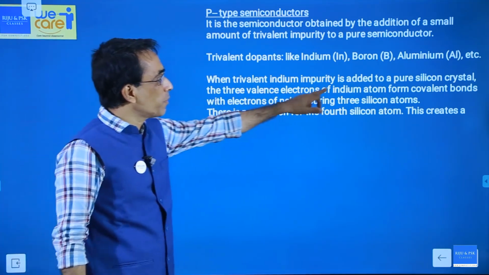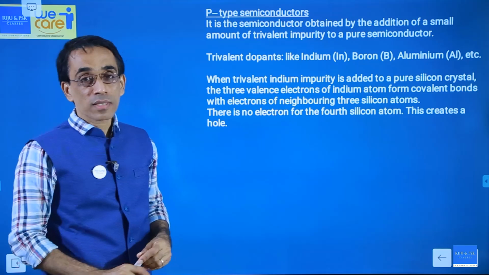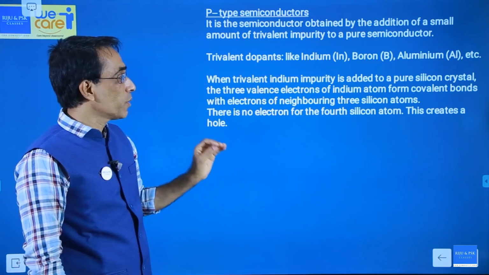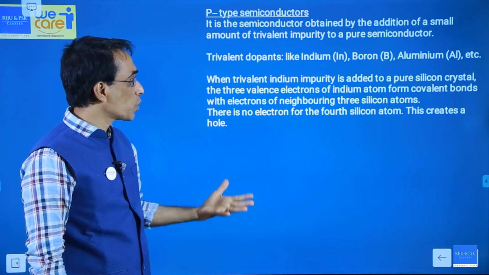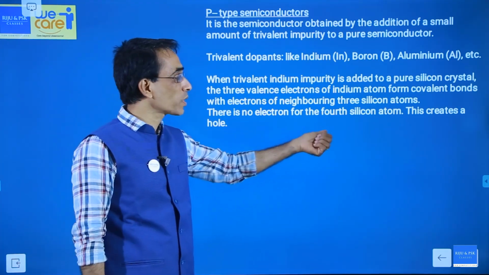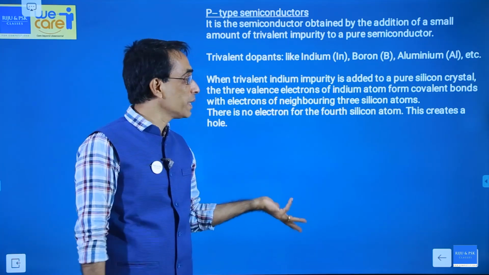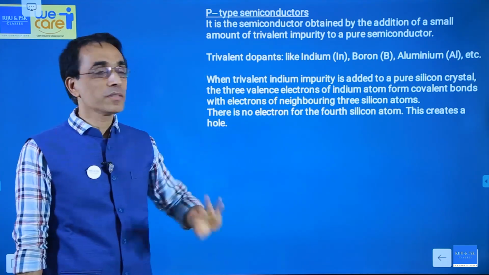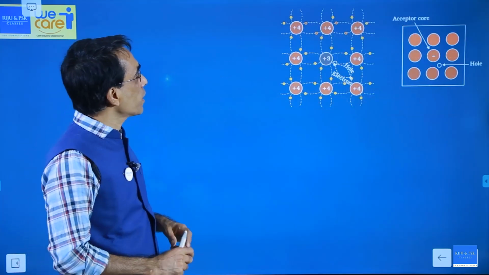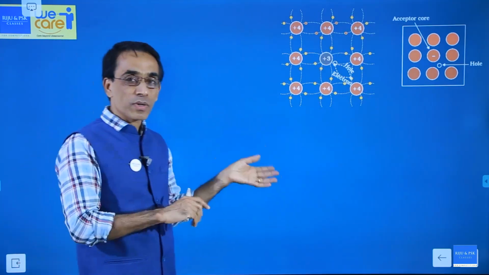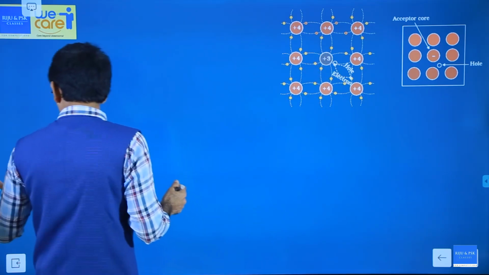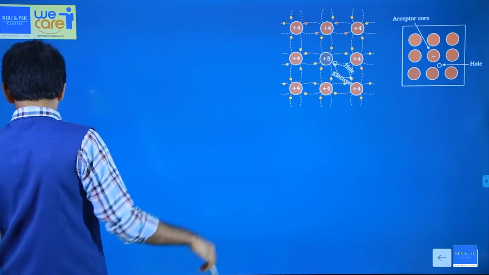When the trivalent indium impurity is added to a pure silicon crystal, 3 valence electrons of indium form covalent bonds with the electrons of neighboring 3 silicon atoms. There is no electron for the 4th silicon atom. This creates a hole. That is it. This is the theory. Now the diagram. You remember the previous one, almost similar to that one. Here I will do my own. This is the NCERT version.